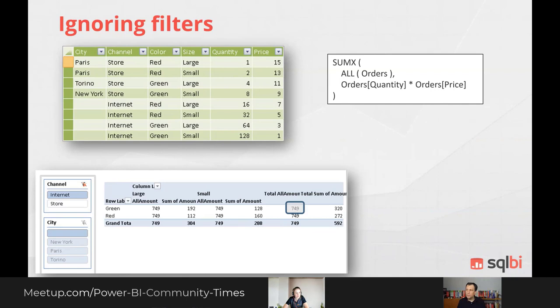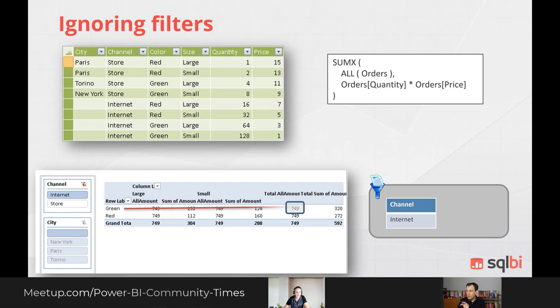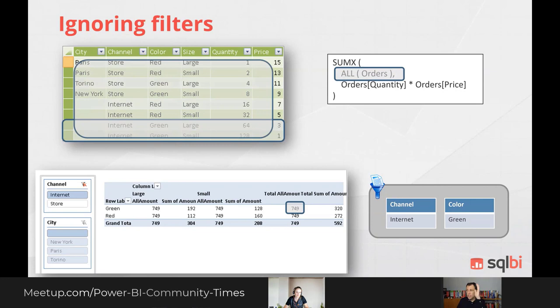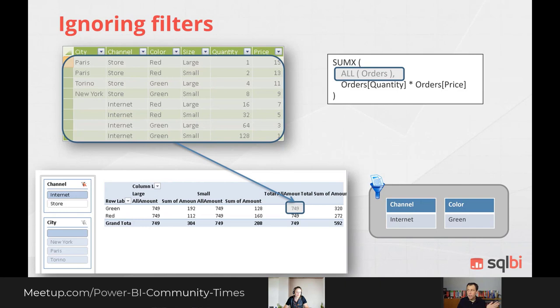What does it mean? Look at the value of this measure, total all amount, it is always 749 in every cell. Why does this happen? Because in this cell, the initial filter context is still internet and green, same as the previous example. But in this initial filter context, SumX uses ALL, and ALL ignores the filter context. So the result of ALL orders is the table orders complete with all the rows, ignoring any filter. And so it doesn't matter what the initial filter context was. When I execute this code, I always iterate the entire table orders. And for this reason, we always see 749 in every cell of the report.